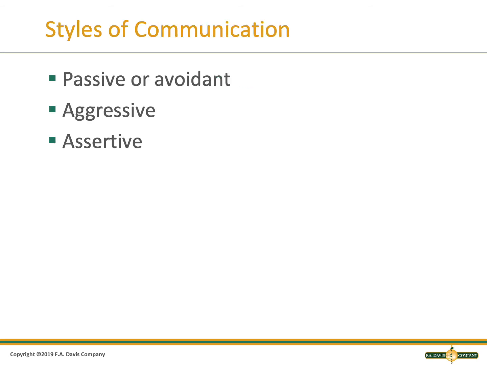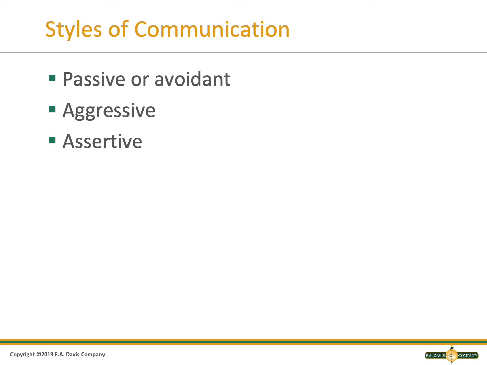There's different styles of communication. The first one is passive or avoidant. It's when a person has a desire to avoid confrontation and they don't have the ability to share feelings or needs with others.